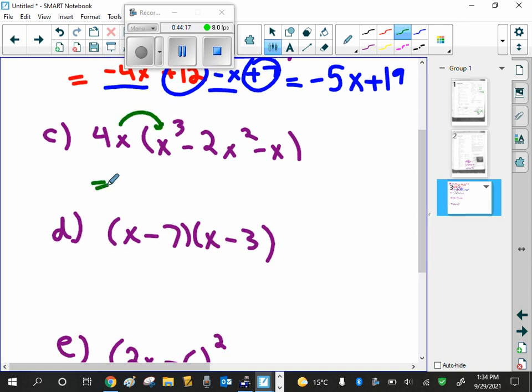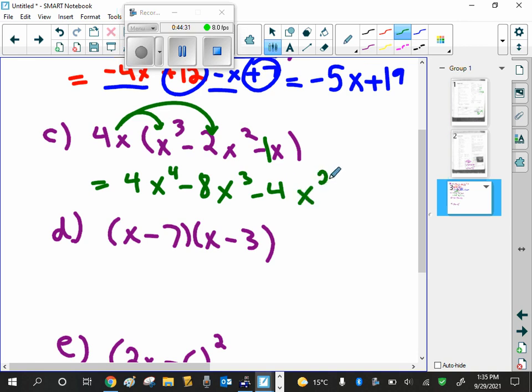C is just distribute and you're done. Okay, so that one is 4. x times x cubed is x to the 4th. This is 4 times negative 2, so negative 8. x times x squared is x cubed. 4 times negative 1 is negative 4. x times x is x squared. You saluted, you got there. Salute. Okay, good. Now that can make me feel good.